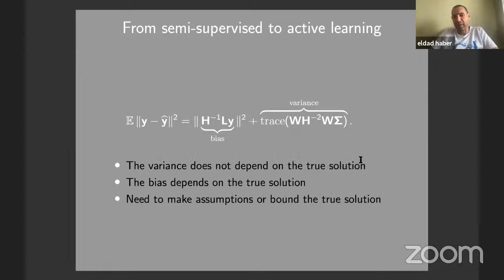So again, look at this thing together. The variance has nothing to do with the true solution. It depends only on the way I'm going to estimate my weights. The bias depends actually on the true solution, which I don't know. So this part here, I'm not going to be able to estimate. I'm only going to be able to bound it. And now I need to make some assumptions. I need to say, okay, I don't know the true y, but I can do something with it. I need to bound it somehow, make some assumptions. And whatever assumptions I make, that's as good as my solution is going to get.